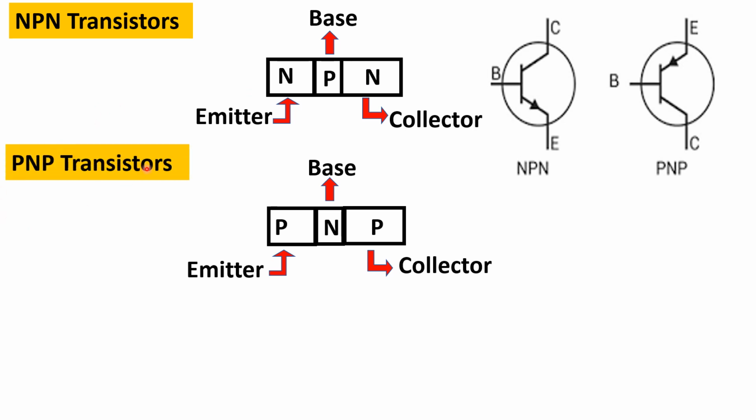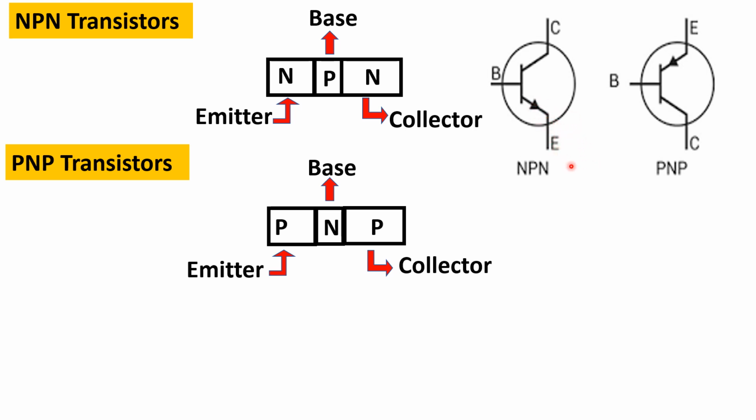Whereas for PNP transistors, it's the opposite. The two P-type materials represent the emitter and the collector, while the material that is sandwiched represents the base. It is an N-type.